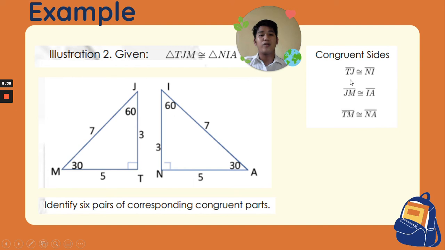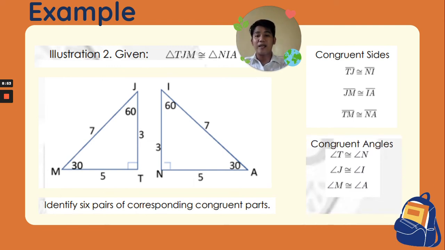Take note, when you write segment TJ, you can also write it as segment JT. They can be interchanged. JT, TJ, NI, IN. Still, they are the same. Okay? And the rest, that's it. Then congruent angles, angle T, then angle M, angle J, and angle I. Angle M is congruent to angle A.